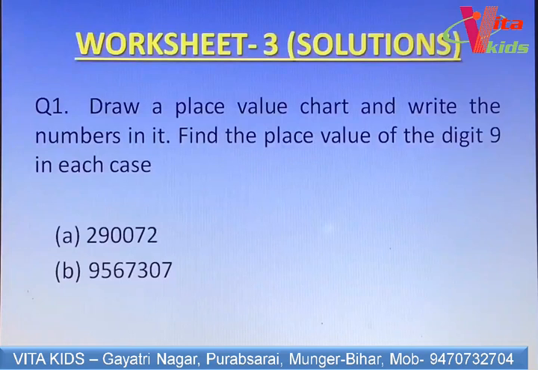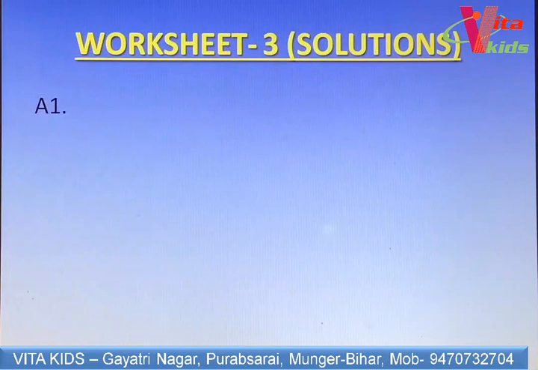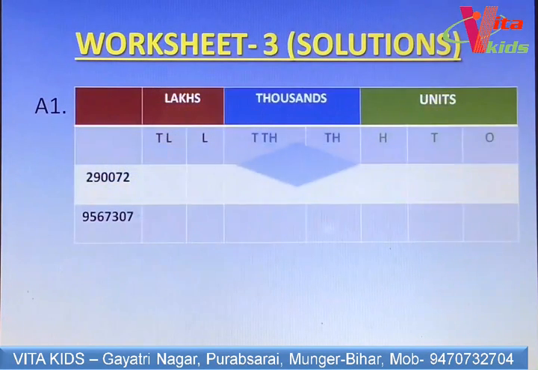First question. Draw a place value chart and write the numbers in it. Find the place value of the digit 9 in each case. The place value chart. Now the first number, 290072. We start with the rightmost digit 2 and we put it in the ones column.